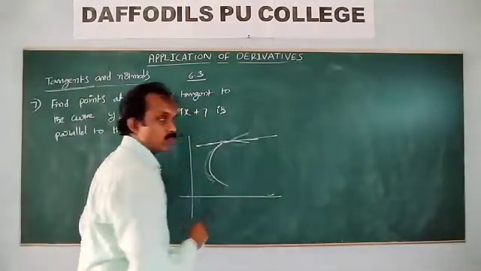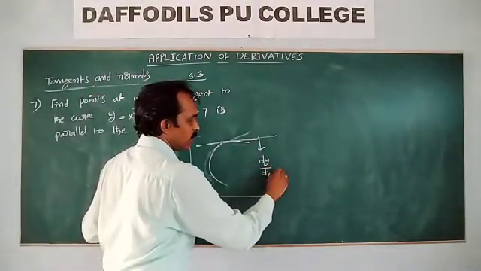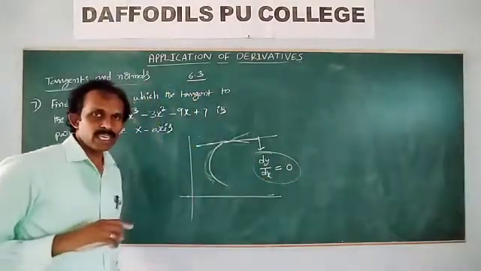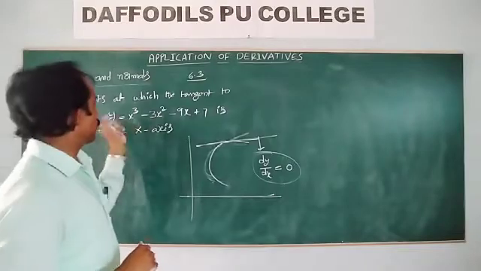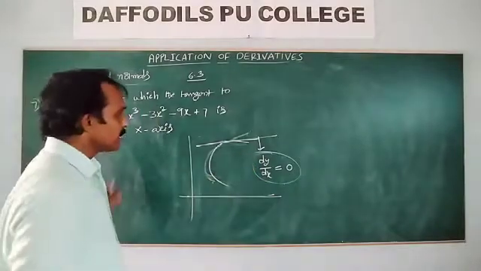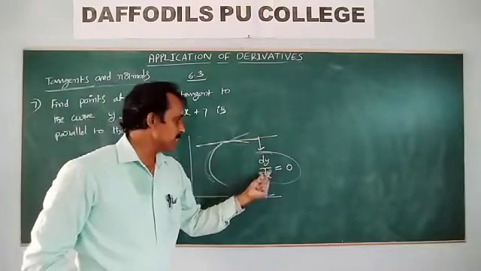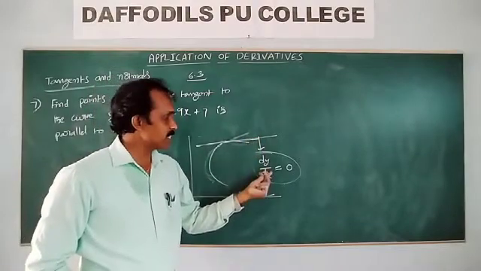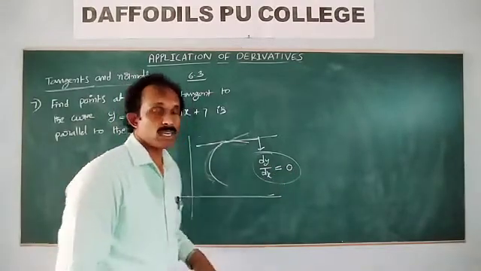What is the x-axis slope? X-axis slope is equal to 0. Therefore, this tangent slope, what is tangent slope? dy by dx. X-axis slope is 0, so apply this condition. The slope of the tangent, dy by dx, is equal to 0. You can understand? This tangent is parallel to this x-axis. That is nothing but slope of the tangent dy by dx is equal to slope of the x-axis, 0. Apply this condition.